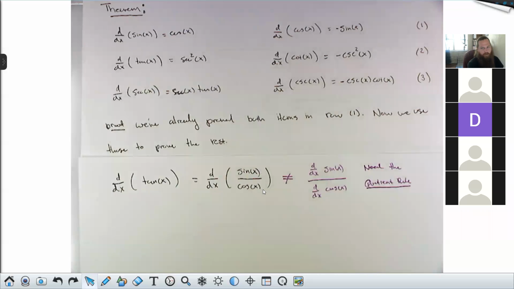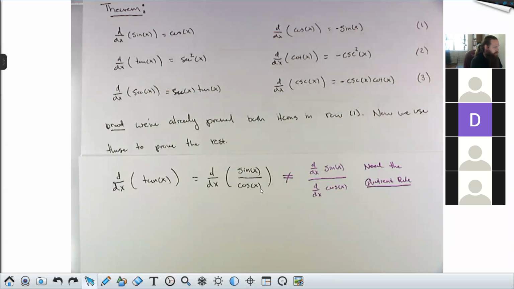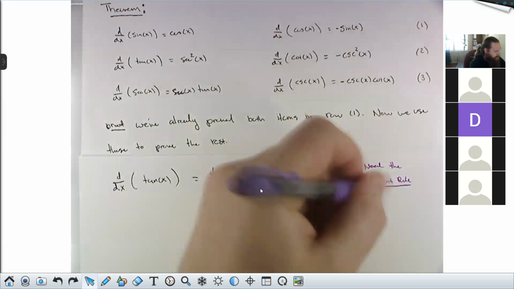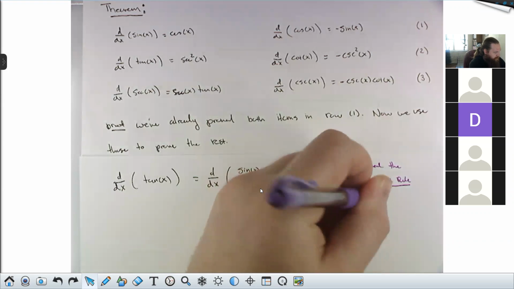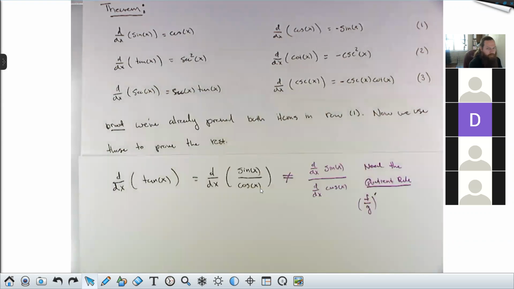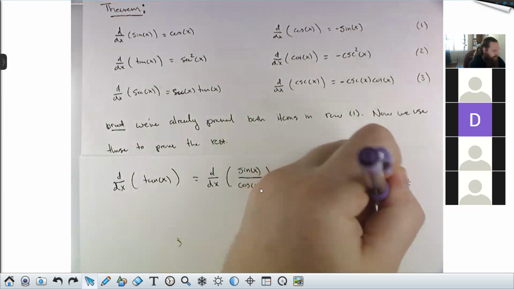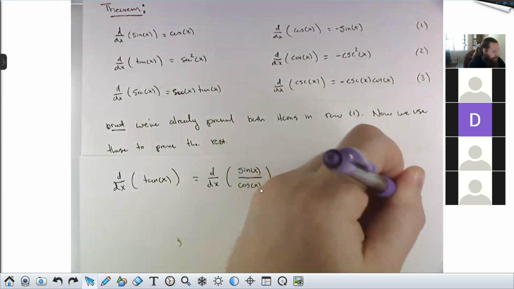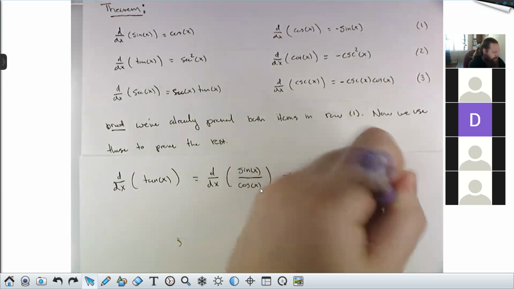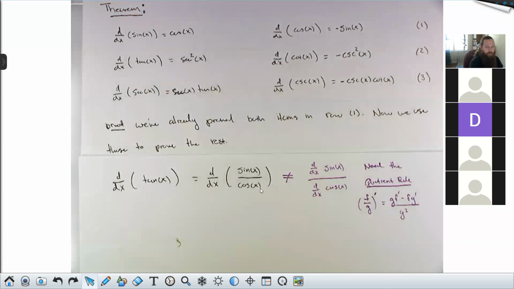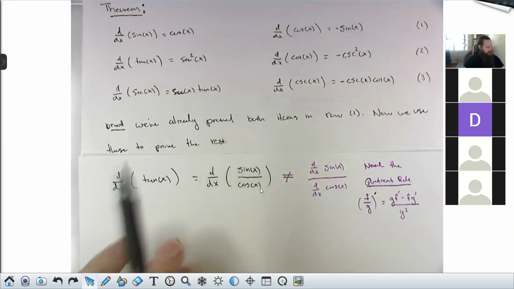Right, that's the only way we have to differentiate expressions where the top and bottom are both variable. So what we use instead is the quotient rule, which, remember, says f over g, all primed, the derivative of f over g, is g times f prime minus f times g prime over g squared. Low d high minus high d low over low low. We use the quotient rule to differentiate this.